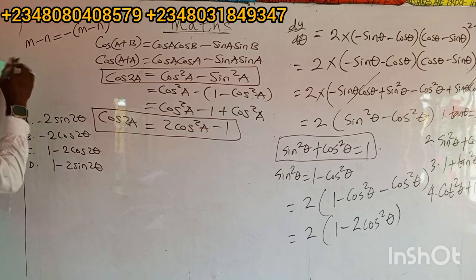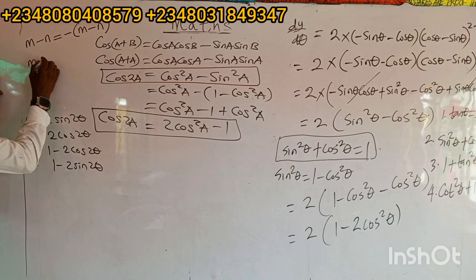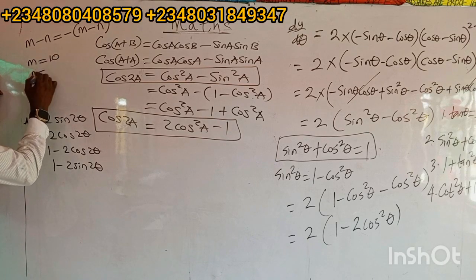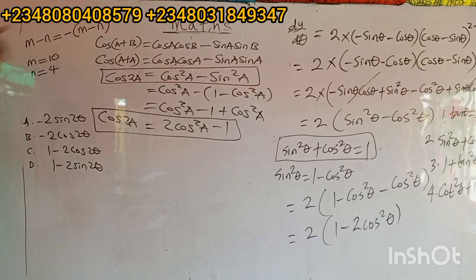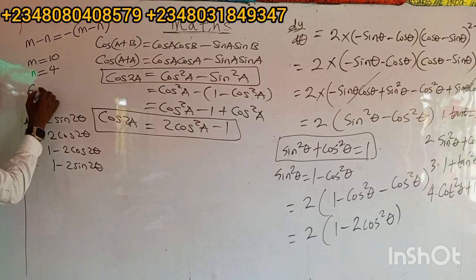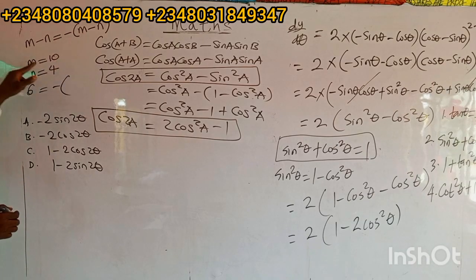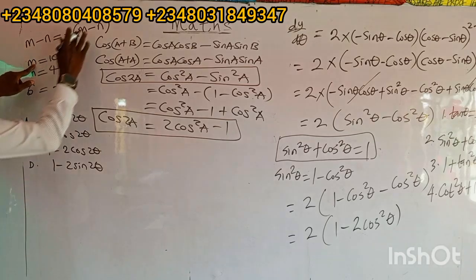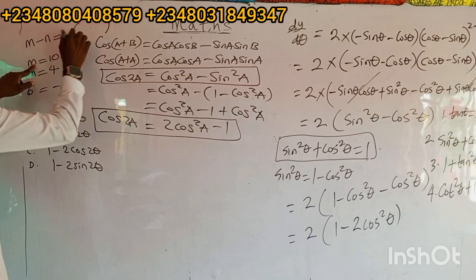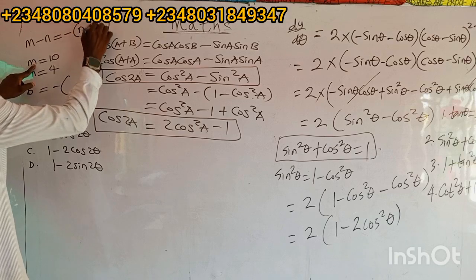So if I say, okay, let me assume that my m is 10 and my n is what now? Is 4. Let us show that this thing is correct. Let's go. What is 10 minus 4? That is 6. For this value, will it give us minus bracket? What are our n? What are m? This is n minus, sorry, minus m minus n.